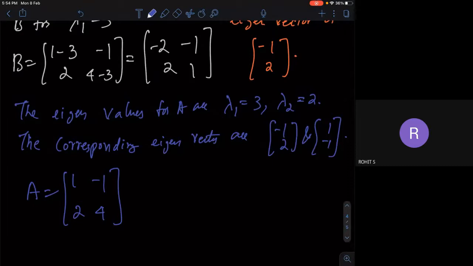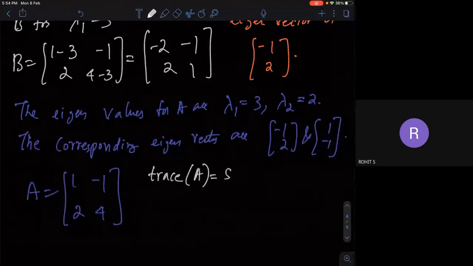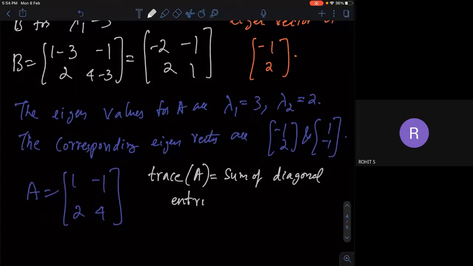So let's look at the following two properties, which are very crucial to the properties of this matrix. So, trace of A. The trace of a matrix is basically the sum of its diagonal entries. What is that? It's 5. Do you see this 5? Yes, sir. So the trace of A is the sum of the diagonal entries, which is 5 for this matrix.